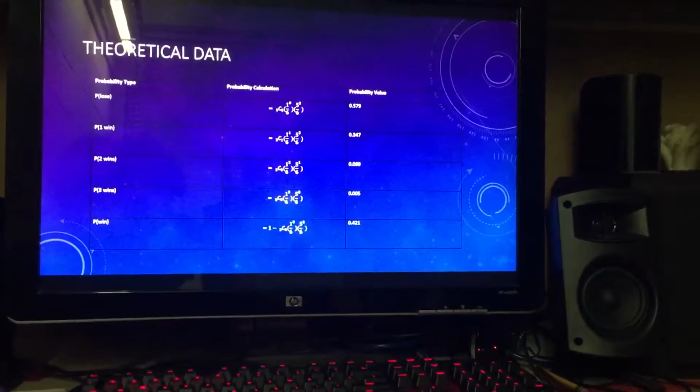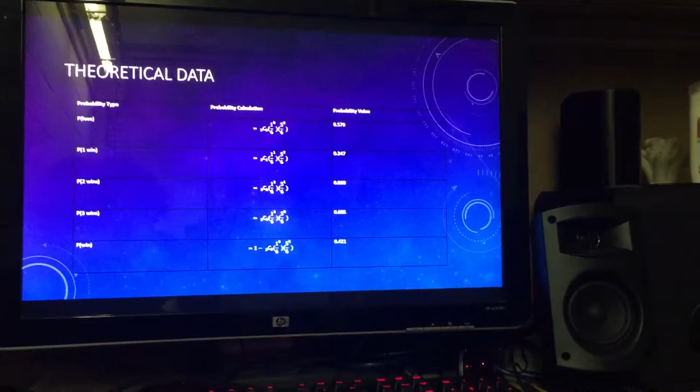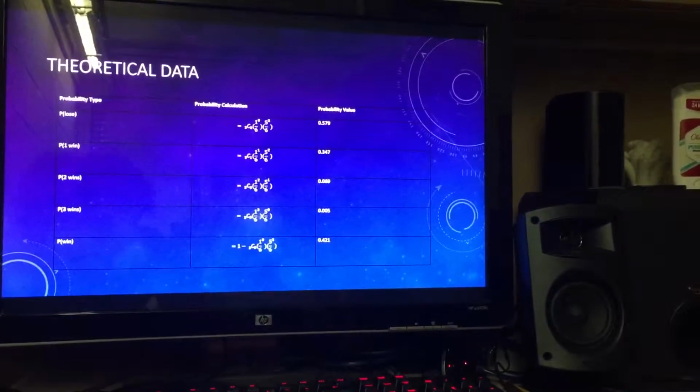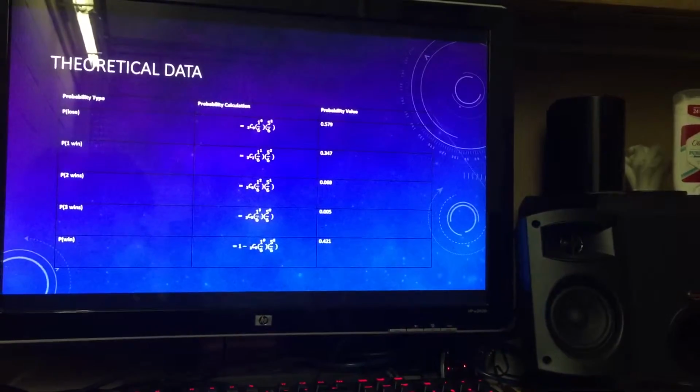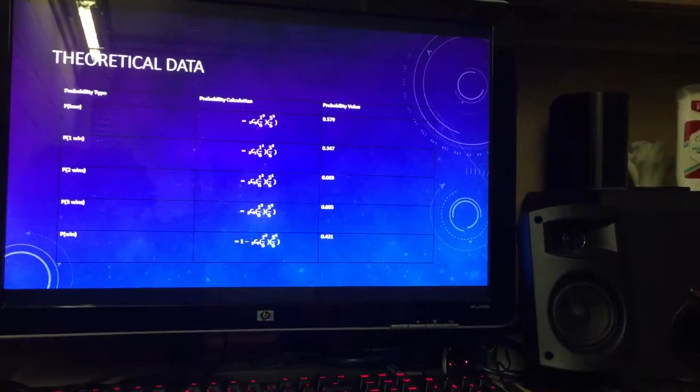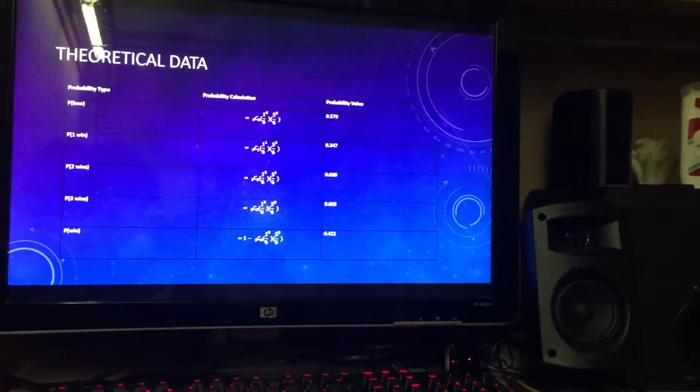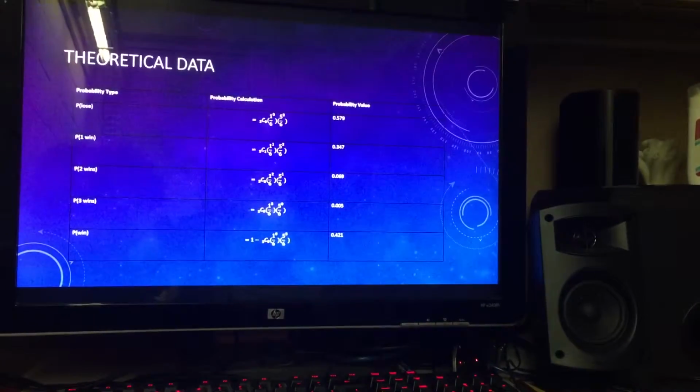And then the standard deviation was calculated by finding the square root of the mean times 1 minus the probability. And that resulted in 1.998 million for every 30 plays.